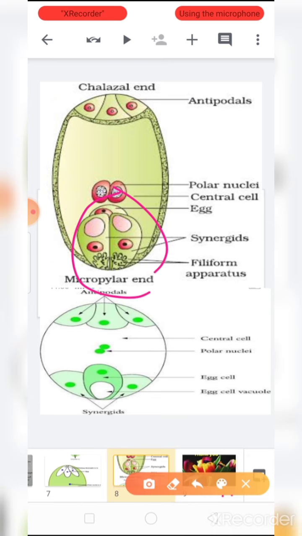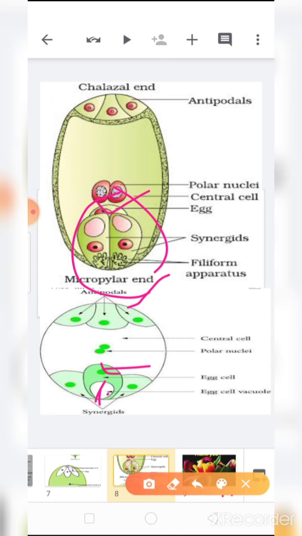Coming to the egg apparatus, this egg apparatus contains 3 cells. Of these 3 cells, the centrally located cell is called the egg cell. The egg cell is characterized by having a large nucleus at the base and a vacuole above it.